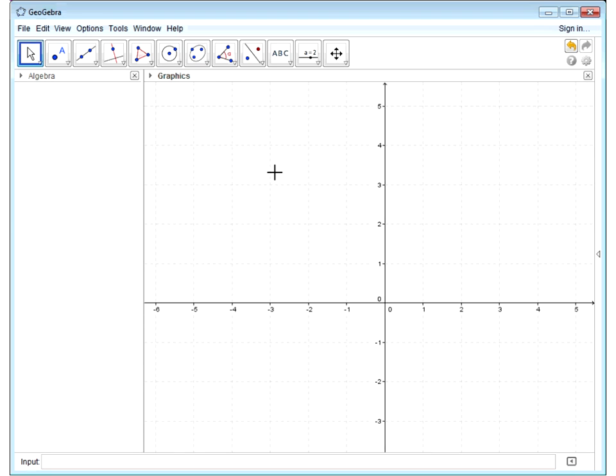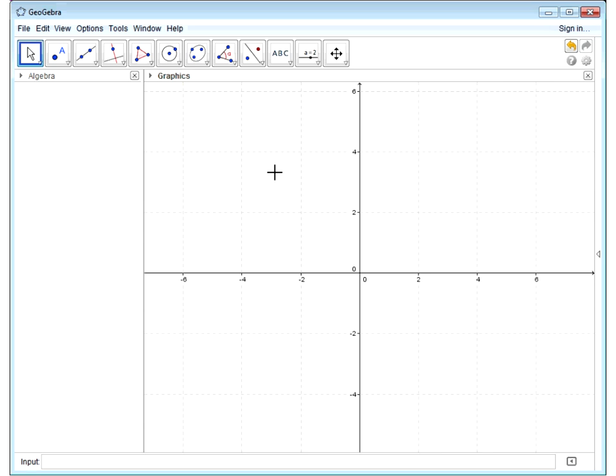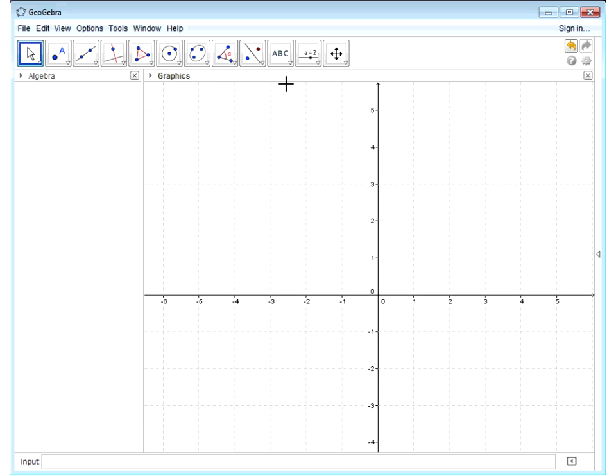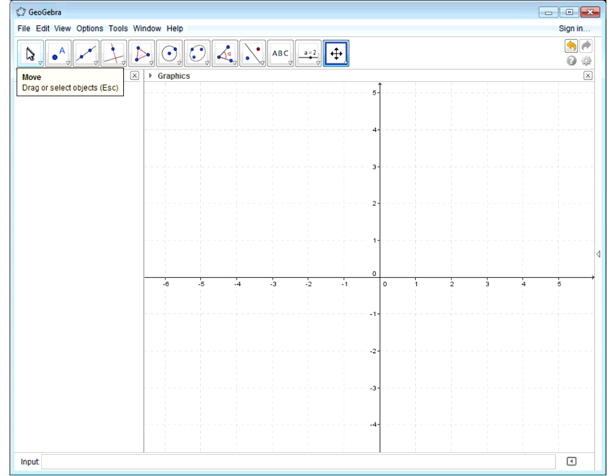If you're using a mouse to zoom in and out, you can just roll your mouse wheel up or roll your mouse wheel down, just like that. So I'm going to leave it about right here.